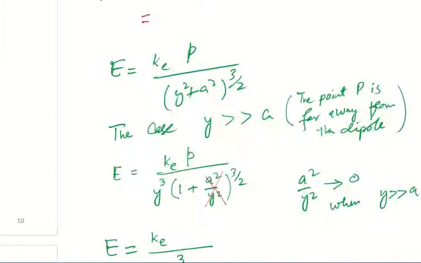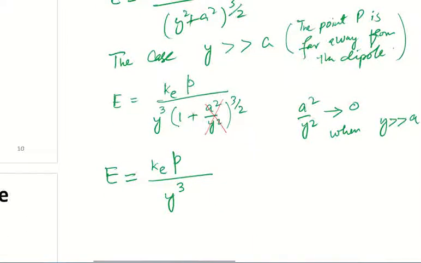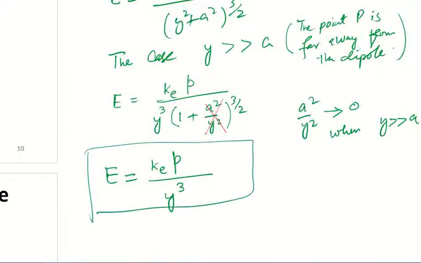KE times P divided by y cube. So this is actually the electric field due to a dipole when the point P at which we are determining the electric field is far away. You should keep in mind that there is a difference from the electric field due to a point charge, so you should now pay attention.